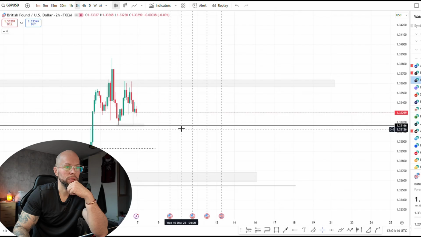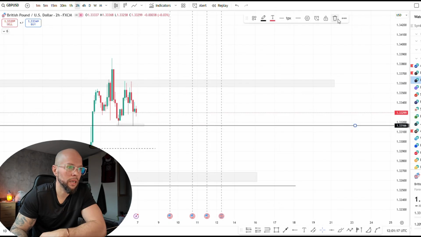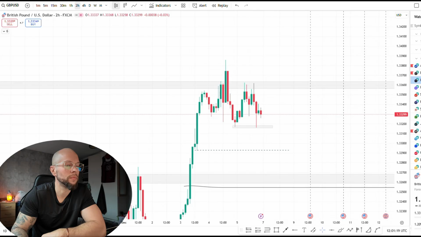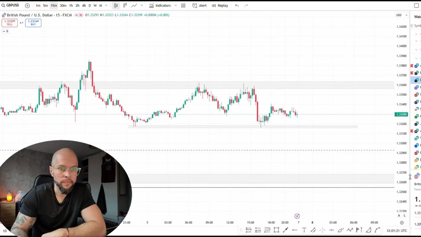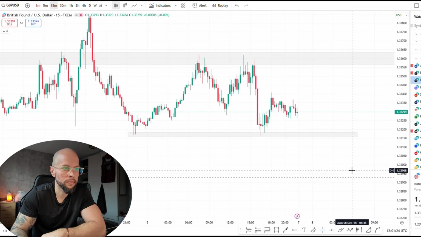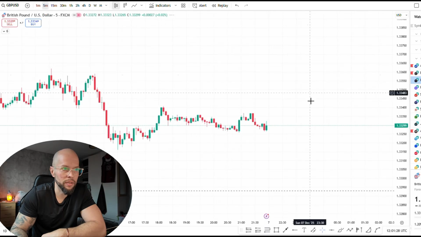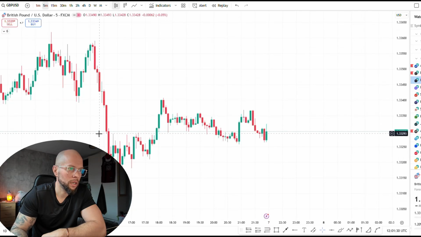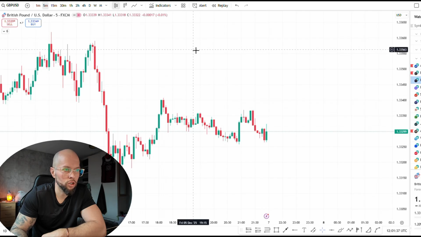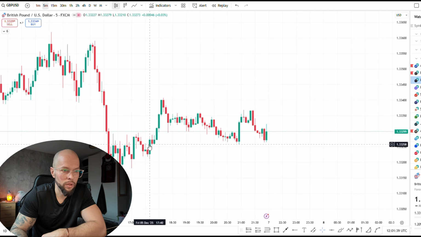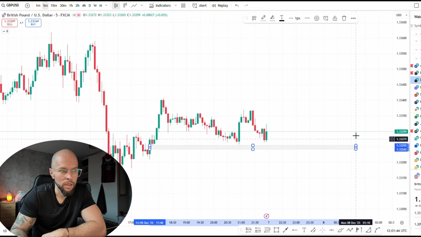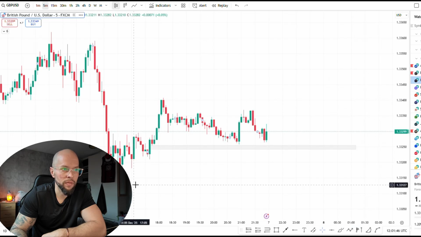So here we are again. Let's look at these fair value gaps. Now this one is taken out. These two are taken out. There's more room to the upside. Okay, here we go. 5-minute fair value gap. Touched, not even.